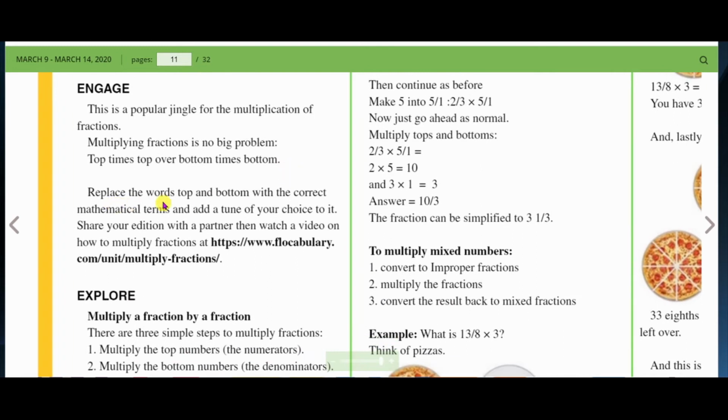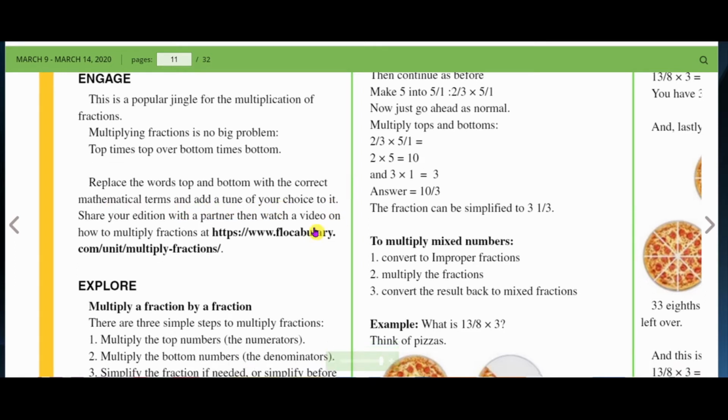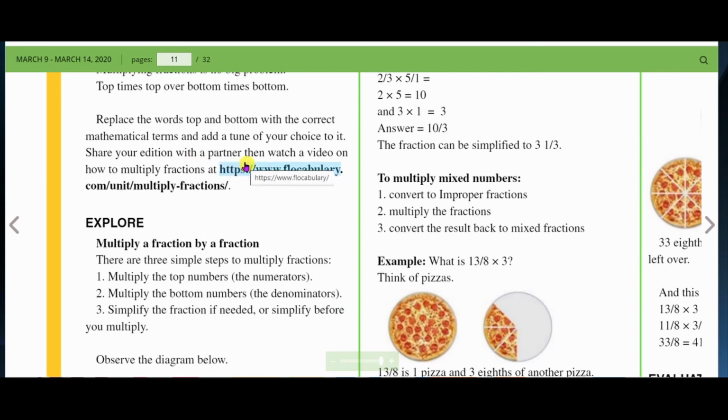Now replace the words top and bottom with the correct mathematical terms and add a tune of your choice to it. Share your addition with a partner, then watch the video on how to multiply fractions at this link: http://unit/multiply-fractions.